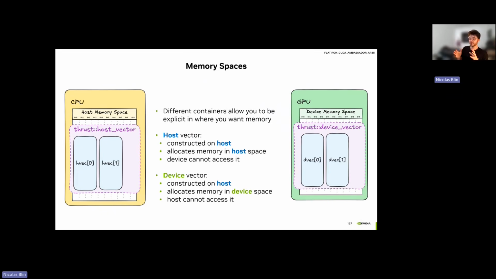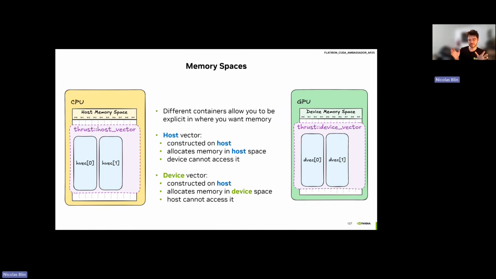So host vector memory is constructed on the host and allocated on the host and accessible from the host, but not from the device. You cannot access host memory on the device, just like you cannot access an std vector from a GPU function. And in the same way, the device vector, yes, you will allocate it from the host, but the actual data will be stored on the GPU memory, and you cannot access it from the host. If you try to read device data from the host, it will crash. But obviously, you can access it from the device, from a thrust for_each, from a thrust sort that is run on the GPU.